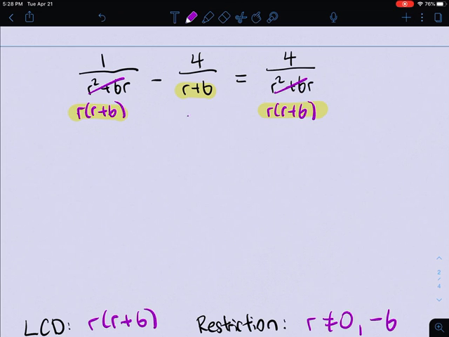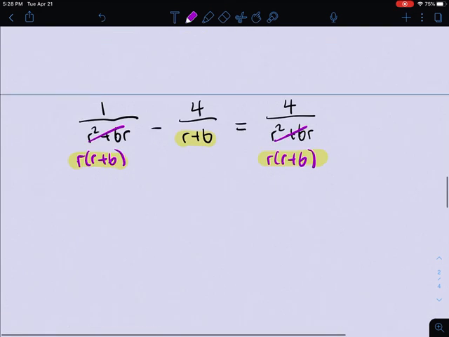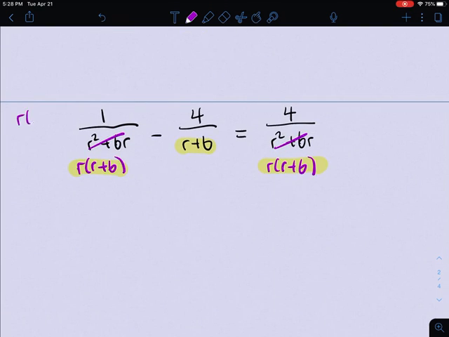And then it's going to be the same thing in the middle. r cannot be negative 6, so we already have that. And then same thing on the right-hand side as well. r cannot be 0 or negative 6, which you already have. So that's step 2. Step 3 says to multiply everything by the LCD, which let's go ahead and do.